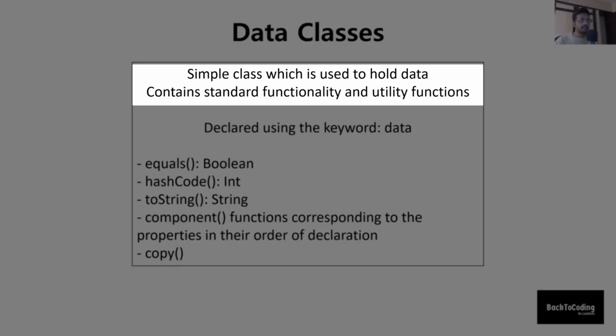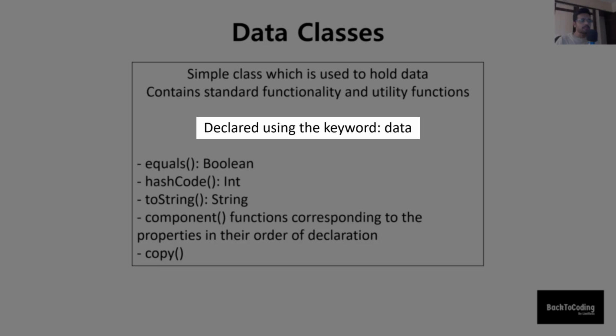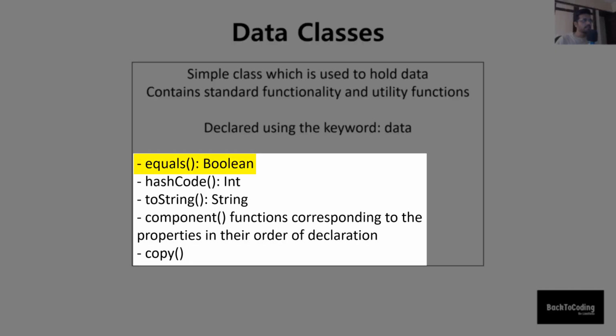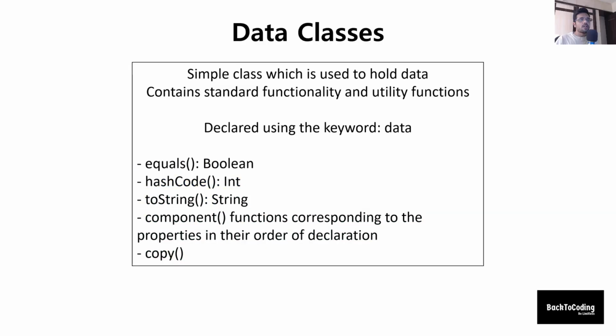Data class is a simple class which is used to hold data and contains some standard functionality and utility functions. Data classes are declared using the keyword data. The data class internally has the following set of functions, which are equals, hash code, toString, component and copy function. Because of the presence of the above functions internally, Kotlin's data class eliminates the boilerplate code.